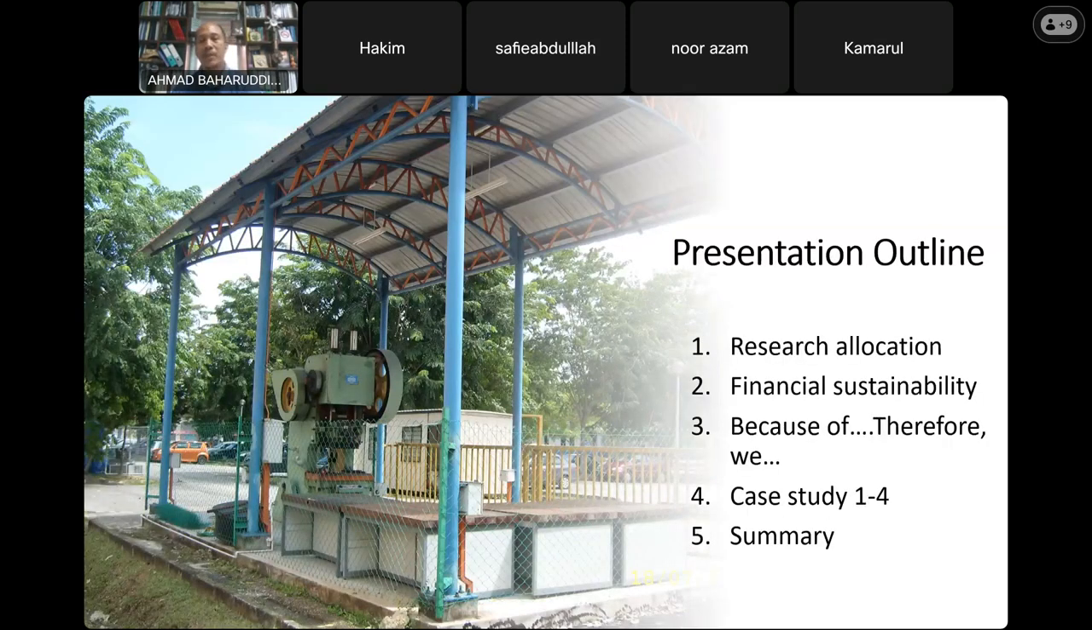The content of my presentation starts with the research allocation. We know that it is important to run any research. Without money, we cannot do anything on the research. And then financial sustainability is all about, when we talk about research, because when you don't have any money to run the research, how can we ensure that you are sustained financially, but in another way of dealing with the research. And then the reason why, and therefore we decided to do this. I will share with you later on the slide.